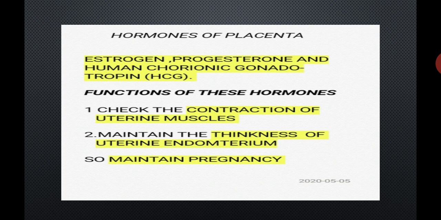Further, this placenta is a temporary endocrine gland because it secretes three hormones: estrogen, progesterone and HCG. Full form of HCG is human chorionic gonadotropin. It performs the following functions. It checks the contraction of uterine muscle. It maintains the thickness of the uterine endometrium. Thus, it maintains the pregnancy.